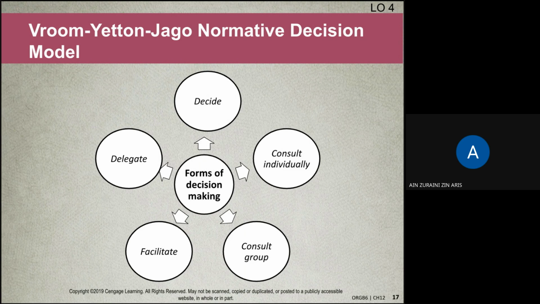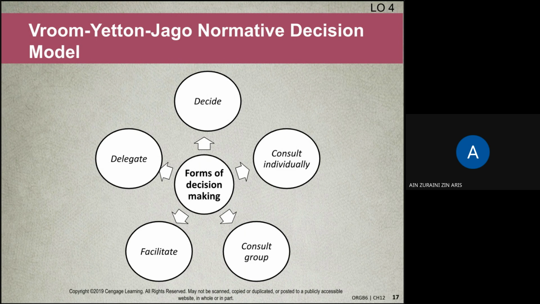And the last one is group-based, collaborative, where the leader and the team make the decision together. The leader acts as a facilitator and allows the group to decide by consensus or majority vote. For example, a committee collectively chooses the new employee benefits policy after open discussion.